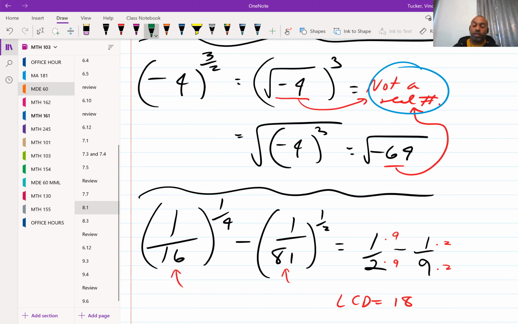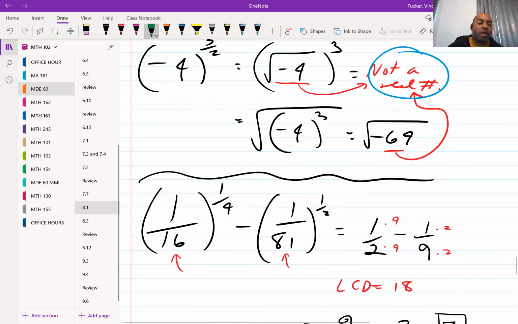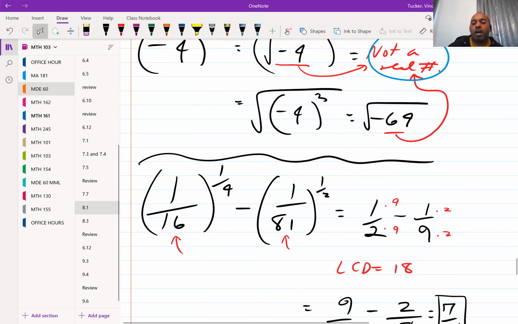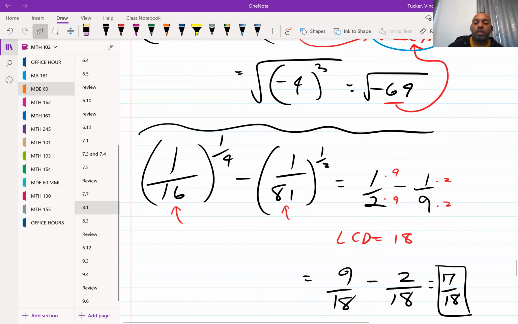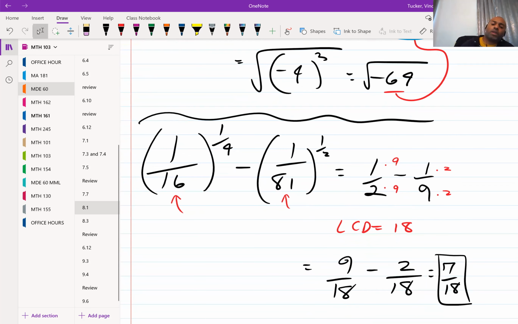Now you have fractions that you have to subtract, so you need a common denominator. That's going to be 18 for us. Notice how I multiply both top and bottom by 9, and top and bottom by 2, to get that 18 in the denominator. So that'd be 9 over 18 minus 2 over 18. That'd be 7 over 18 as our answer. Any problems with that?